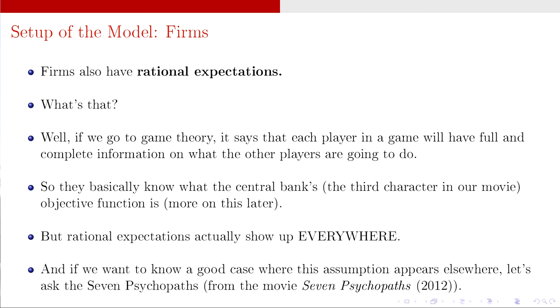Guns and America and stuff like that. So, yeah, that would be an excellent example of rational expectations, because everybody knows what everybody else's objective function is going to be, or what everybody else's motives are going to be. So, yeah. Rational expectations. Firms work kind of in the same way with, you know, fewer guns, dogs, and psychopaths, but same idea. So anyways, we can move on from there.